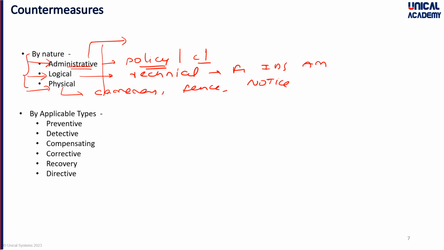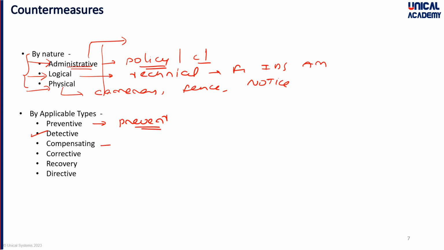By applicable types, the controls can be further classified. The controls that prevent a potential attack, such as encryption, access control, anti-malware, these are preventive. The deterrents are to discourage security policy violation: fences, security badges, security guards. These are the deterrent.